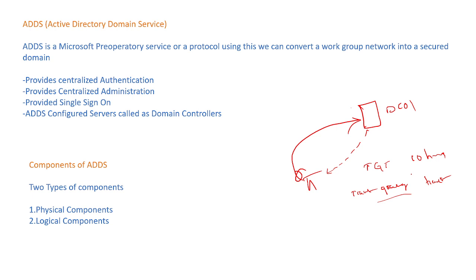So now you know what centralized authentication is. It means when you enter the username and password, the authentication is not happening on the local computer. The authentication is validated at the domain controller. That is called centralized authentication. Next, it provides centralized administration.